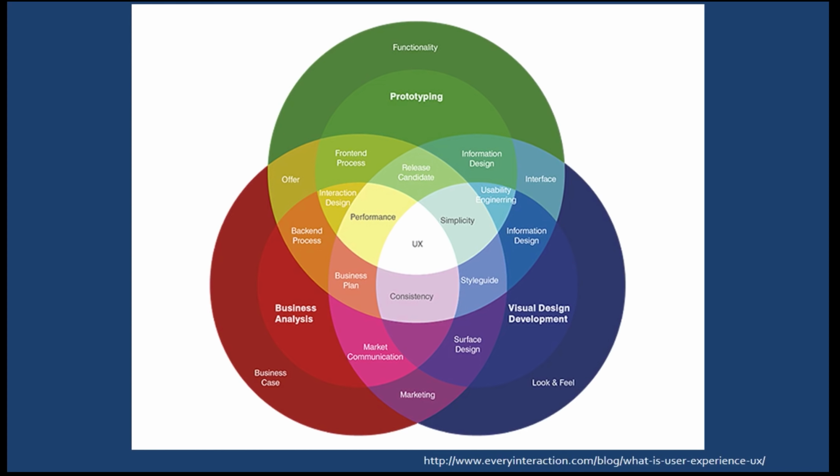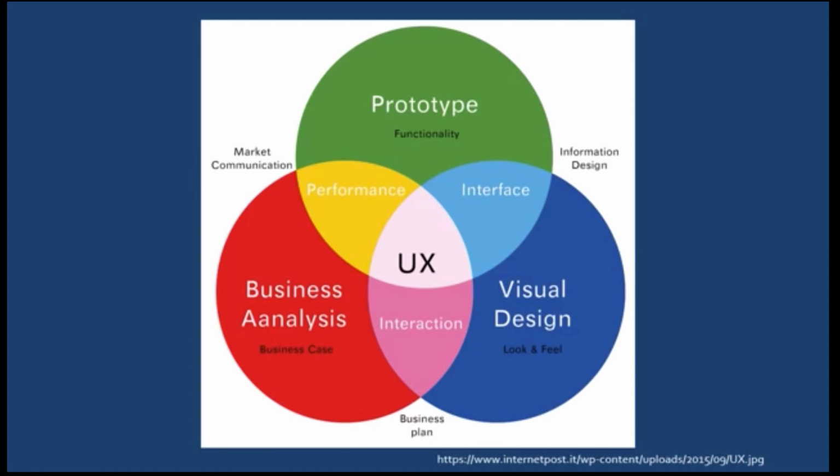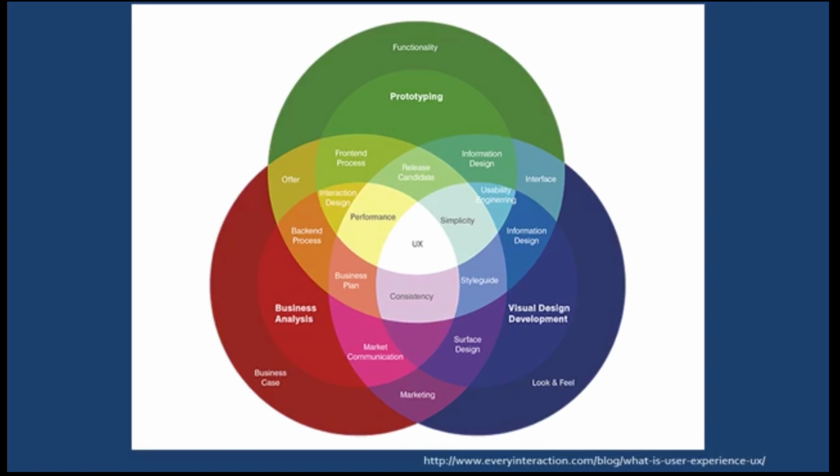And the super Venn diagram. I'm not going to go through all of this. I will post the slides. If you want, you can go through it. But again, as the big pieces, prototyping, business analytics, and visual design development, basically the same as this one. But now all of these overlaps, really trying to spell out things like consistency and release candidate, and simplicity, and other nice words.